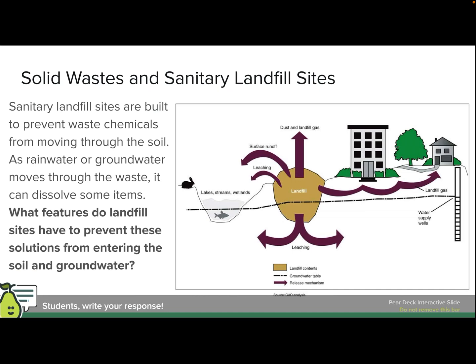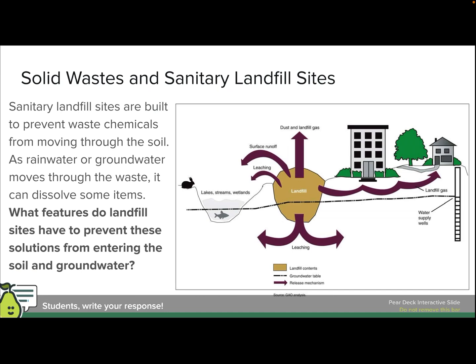Now, we're talking here a little bit about solid wastes and sanitary landfills. It is a section of the unit. Sanitary landfill sites, so this is where we would put our solid waste garbage, are built to prevent waste chemicals from moving through the soil. As rainwater or groundwater moves through waste, it can dissolve some items. Which features do landfill sites have to prevent these solutions from entering the soil and groundwater?